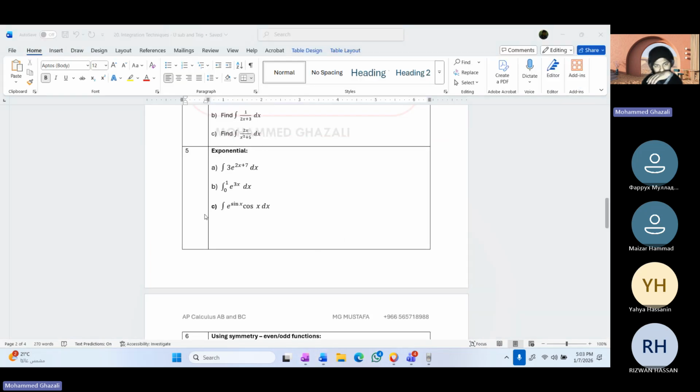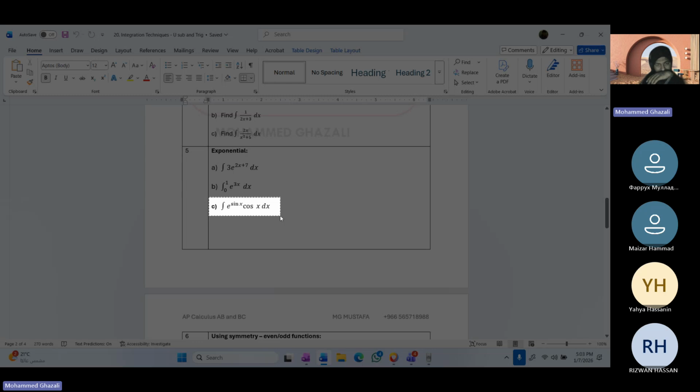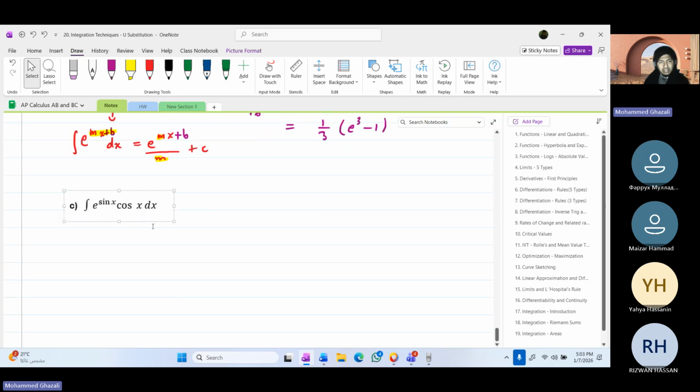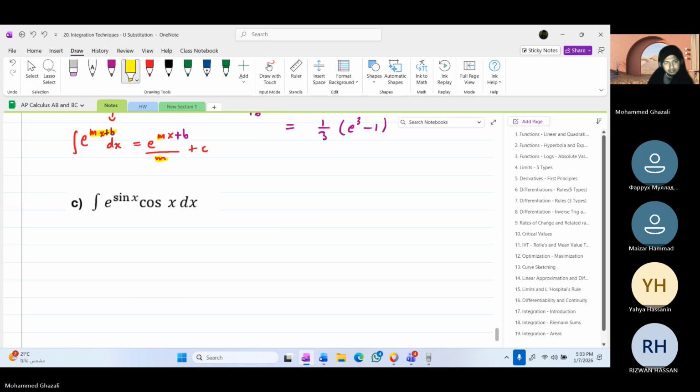Let's look at something like this now. This is nice because trig and e combined. More like a combination rule, but still, you still got to do u substitution. And what did I tell you about u substitution? Try to make the power equal to u. So I'm going to say let u equal to sine x. What is du? What's the derivative of sine x? Just cos x.